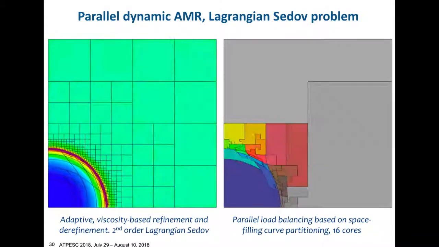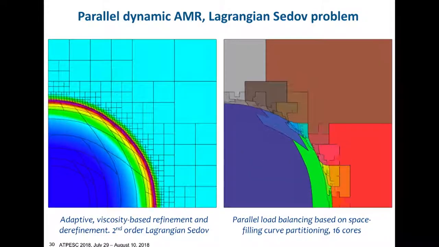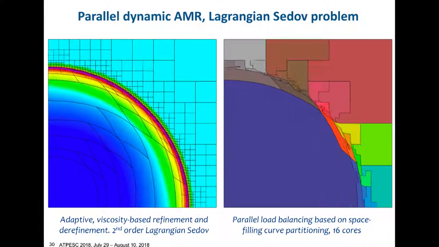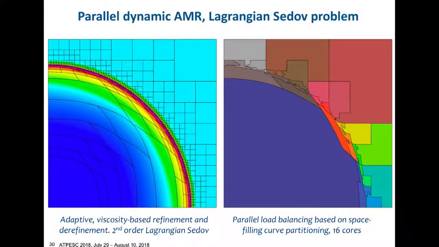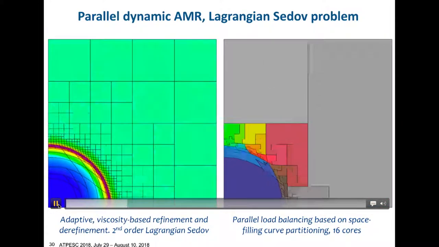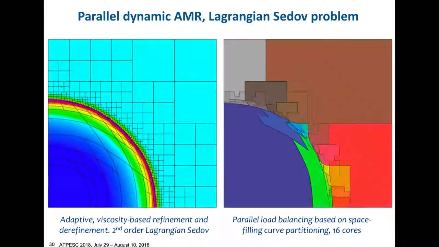And this is how this works dynamically. Okay, so this is the same problem, expanding wave. We want to refine where this shock interface is. And we also here derefine, where we think the solution is smooth, for example, behind the shock wave. And you can see some derefinement here. You can see some refinement here.